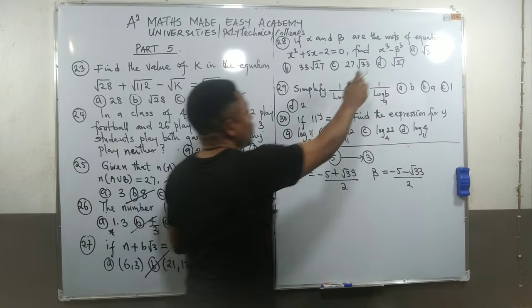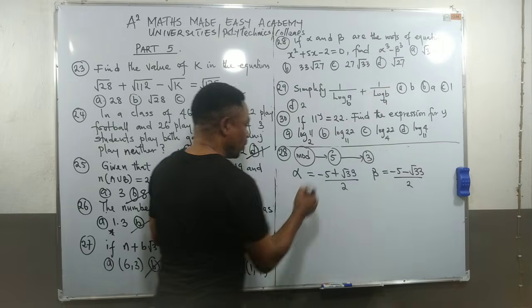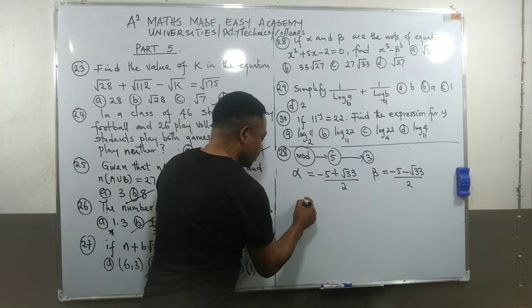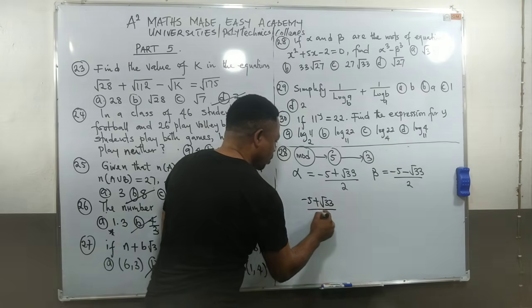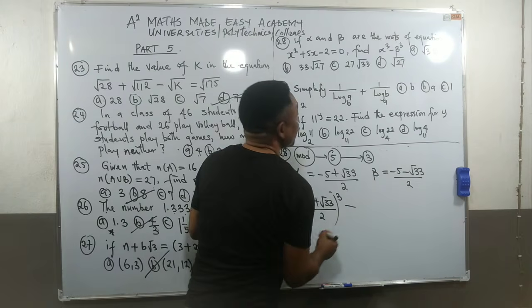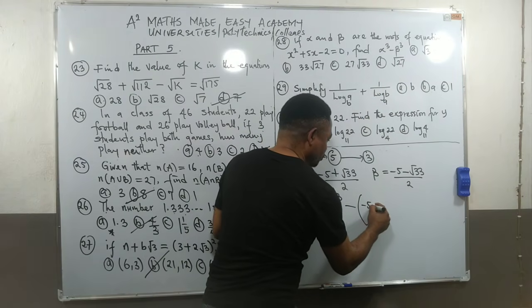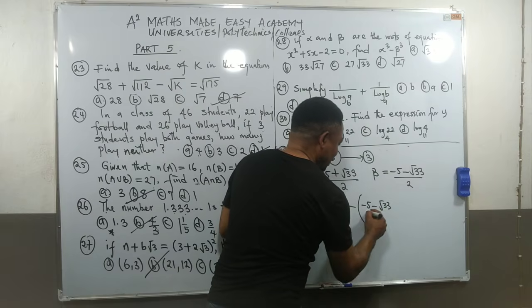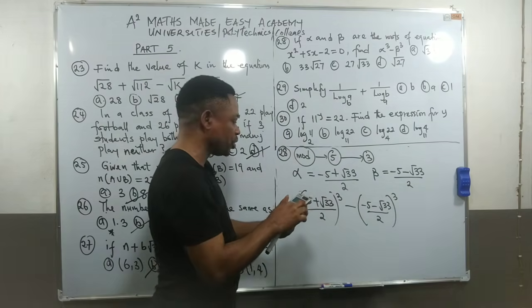Now what do you do now? Look up. Just take the cube of this and also take the cube of this. How? Watch. I will now say minus 5 plus root 33, all over 2, in brackets raised to power 3. Are you there? Minus, what is beta? Look at it. Open bracket again: minus 5 minus root 33, then all over 2 raised to power 3. This is exactly what we are going to punch in the calculator.